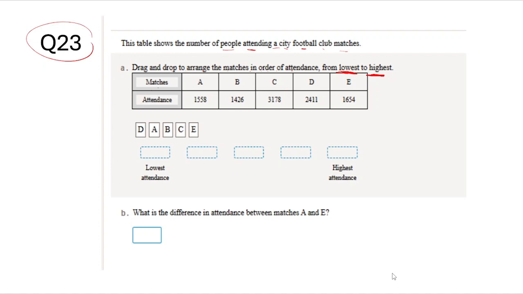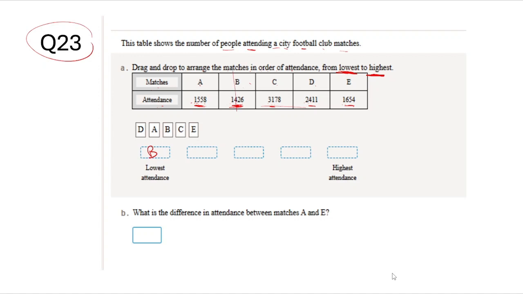So let's see. Match A, the attendance was 1,558. B, 1,426. C, 3,178. D, 2,411. And E is 1,654. Which one is the lowest attendance here? We see 1,500 here, and 1,426. Is there any number lower than this number? No, so the first will be B.